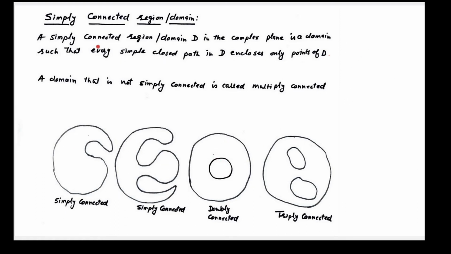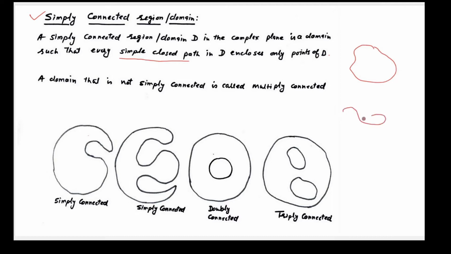Dear students, let us start our discussion with simply connected region. A simply connected region or domain in a complex plane is a domain such that every simple closed path in D encloses only the points of D. Simple closed path means any closed path which doesn't cross itself.